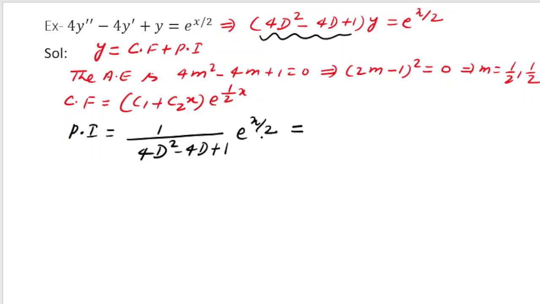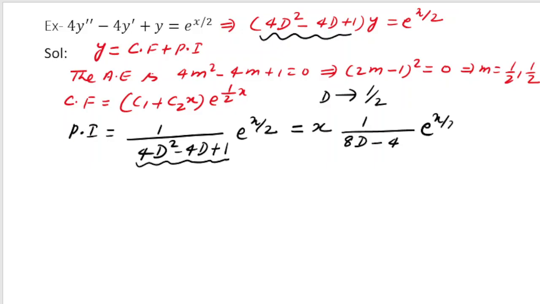Now what is the process? If I just replace D here by 1 by 2, because a is 1 by 2, this expression will become 0, so that I can't do. So what is the process? Multiply by x in the beginning and then differentiate the denominator with respect to D. So 4D square will give me 8D, and minus 4 if I differentiate this with respect to D, and e to the power x by 2.